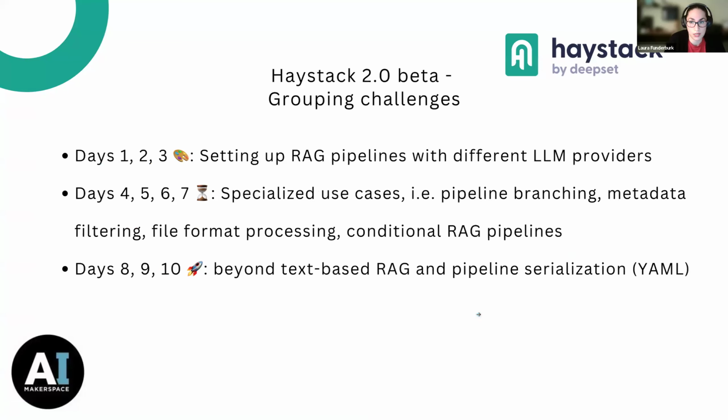In terms of how I see the challenges, I kind of interpreted days 1 to 3 as learning to set up RAG pipelines with different LLM providers. Days 4, 5, 6, and 7 are more specialized use cases, where you can do branching, process different files, or do conditional RAGs. And then 8, 9, 10, I think, was more about building your own customization and going beyond just Python scripts.